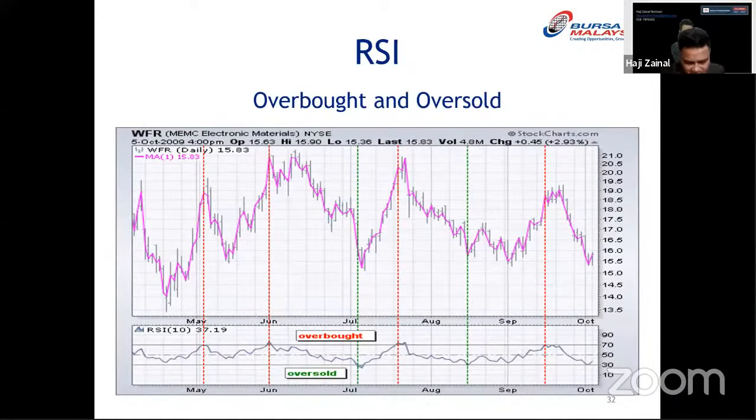Okay, this is an example. As you can see, above 70 is overbought, below 30 is oversold. This is the first line here, this is overbought, and this is oversold. So where is the signal? The signal is once it comes back inside. The green line is oversold, the red line is overbought. I'm talking about the red vertical line and the green line.